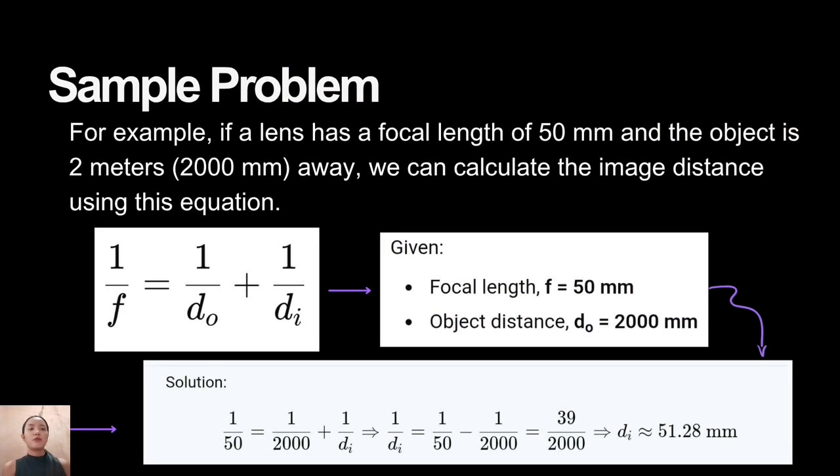Sample problem. For example, if a lens has a focal length of 50 millimeters and the object is 2 meters or 2000 millimeters away, we can calculate the image distance using this equation. We have our givens: focal length f = 50 millimeters and object distance do = 2000 millimeters. We substitute the givens into our formula, and then we calculate to get 1/di = 39/2000, or di would be equivalent to 51.28 millimeters.